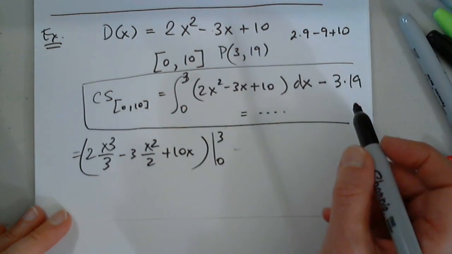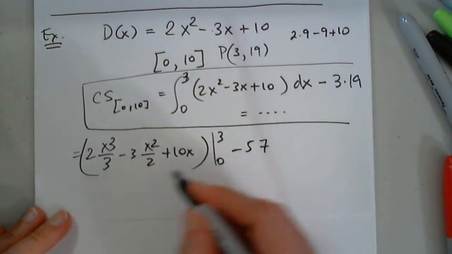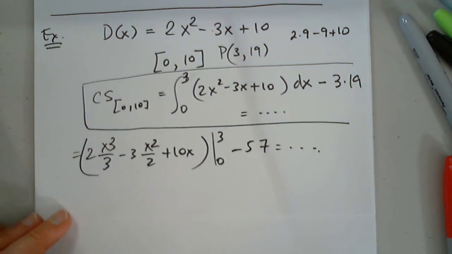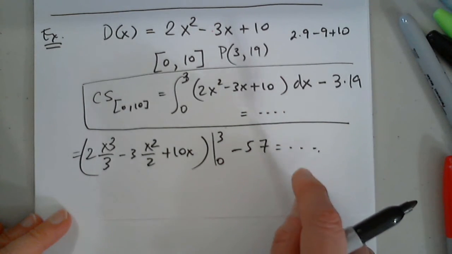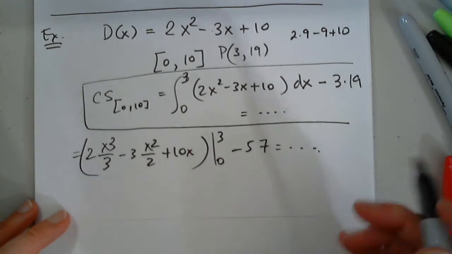And minus 3 times 19. So what is that? 7 and 2, 57. And then you get a number, and that is the consumer surplus. The value added, in other words. Okay, so this is my page 4.